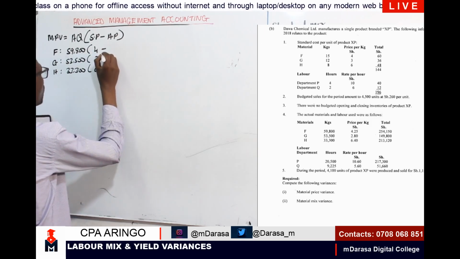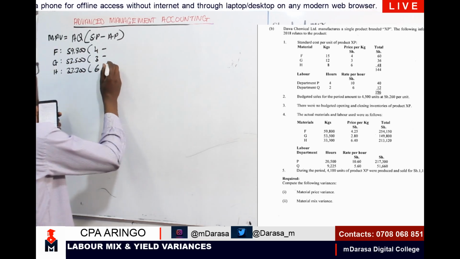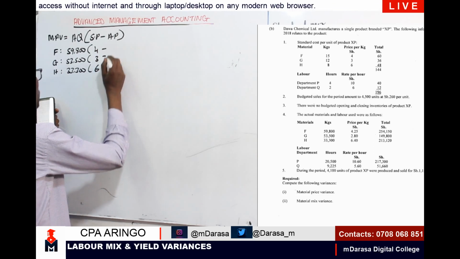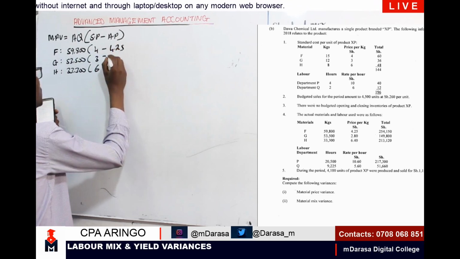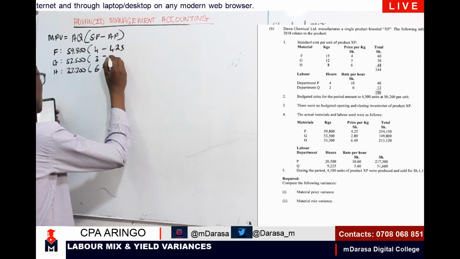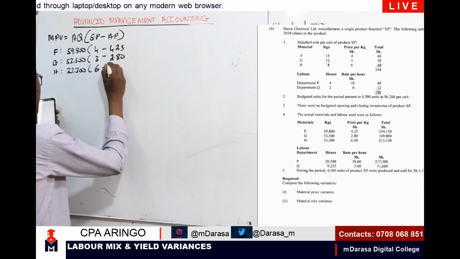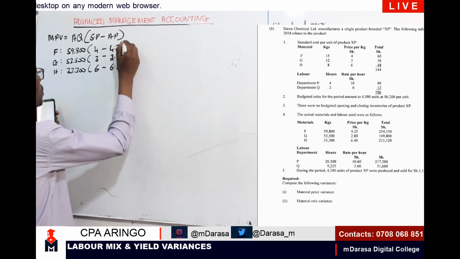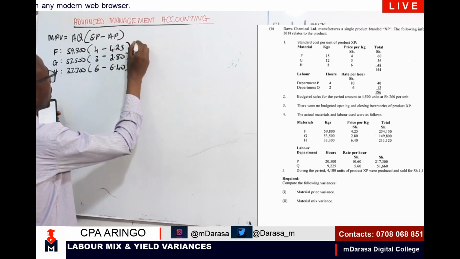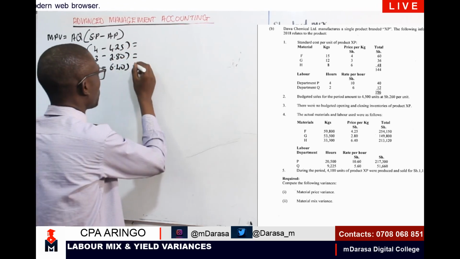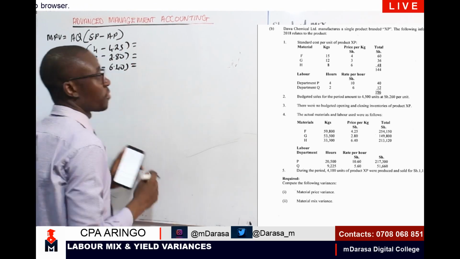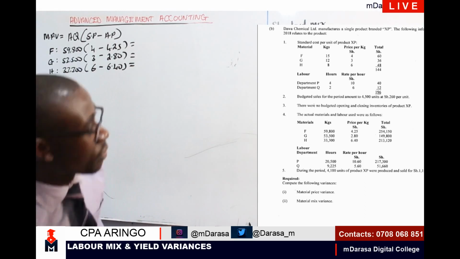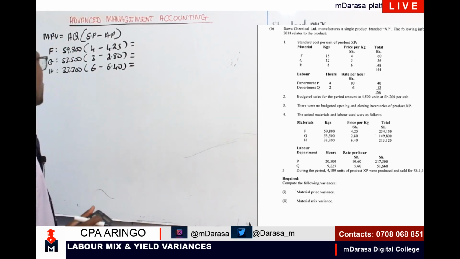What about our actual price? Actual price for material F, 4.25. Material G, I'm given 2.80. Whereas for the other one, I'm given 6.40. So therefore, what will be our variances? Imagine that is all the examiner wanted us to do in the first case. Whenever you've seen such questions, you should just be smiling, right? Because you have the concept right and working it out will be very easy.